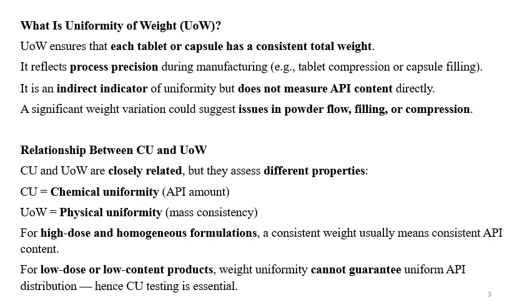So, uniformity of weight. Let's consider this. Uniformity of weight ensures that each tablet or capsule has a consistent total weight. That means your process is robust. It reflects process precision during manufacturing, like tablet compression or capsule filling. It is an indirect indicator of uniformity but does not measure the API content directly.